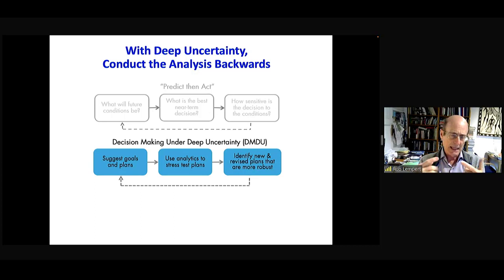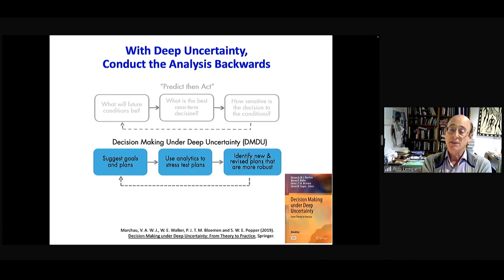And the fundamental idea here is that we're using our science and analytics to focus on where we can provide high confidence information. For instance, where a particular set of actions might fail, as opposed to trying to understand exactly what future conditions might be. And these sets of methods go under the broad heading of decision-making under deep uncertainty. And this is a recent book which covers a wide range of methods. And I'm going to touch on some of those with examples here.